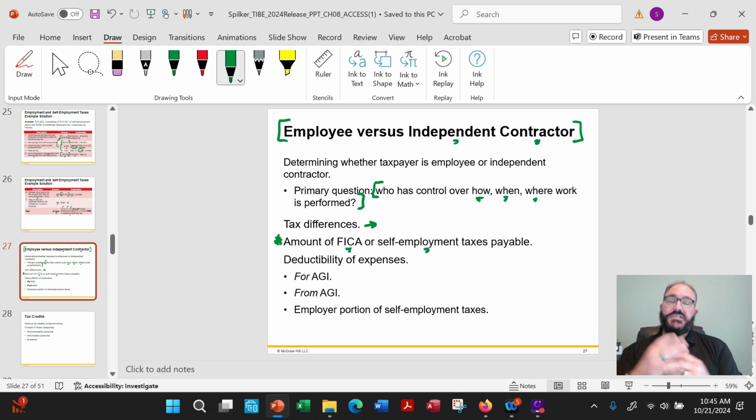So people that work as independent contractors wind up having to be concerned with, did they pay enough tax in? Then what also happens is the deductibility of expenses. So for AGI expenses, if you have your own business, you can deduct those expenses. Or from AGI, these change depending upon which one you are. And the employer portion of self-employment taxes. Okay, so all those come into play. But like I said, people play around with this all the time.